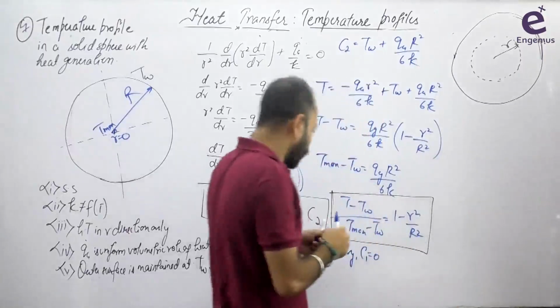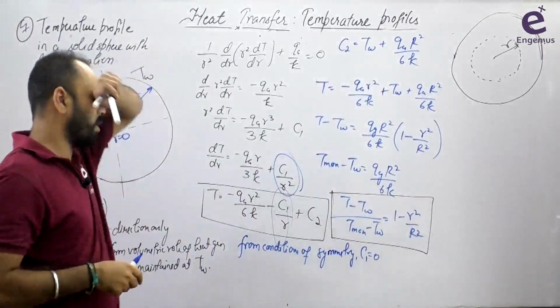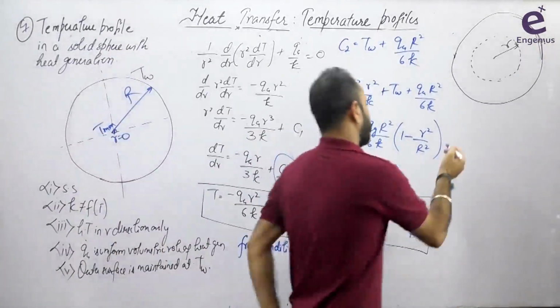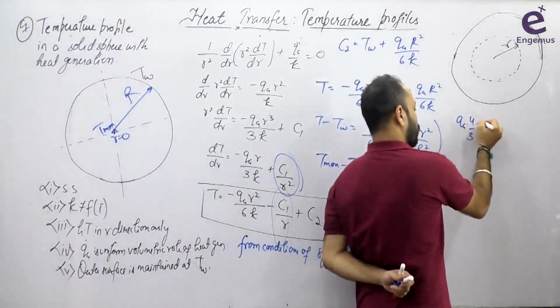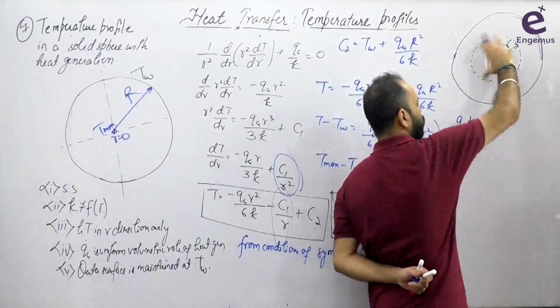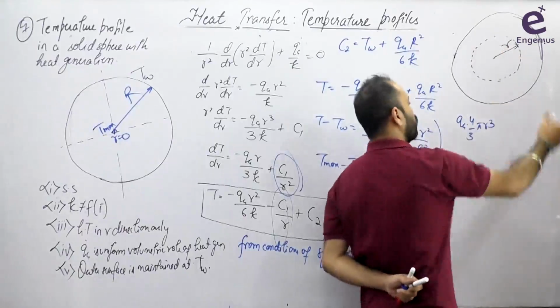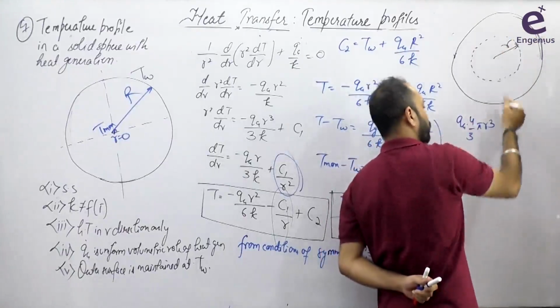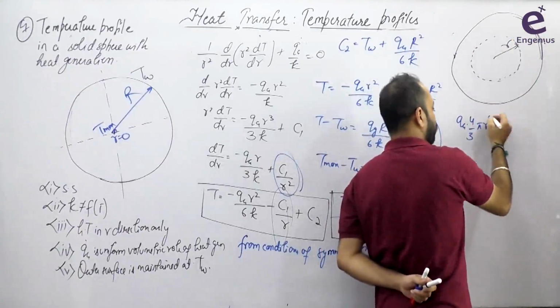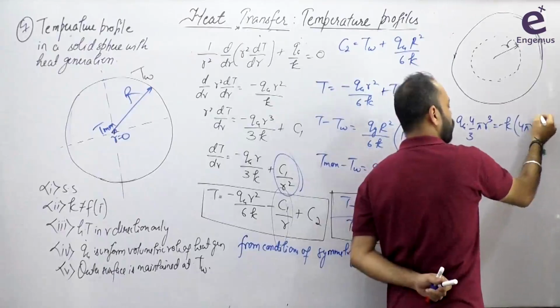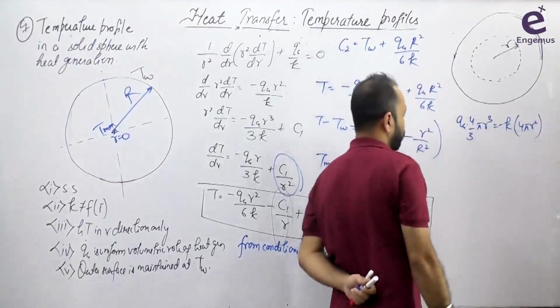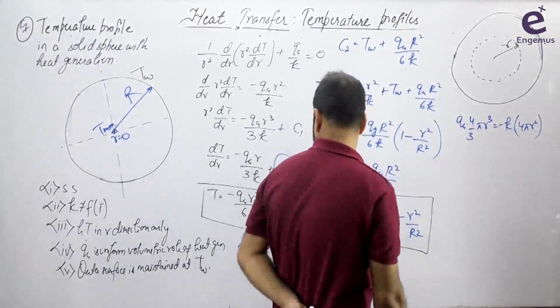Now on this small r, what is the volume? 4 by 3 pi r cube. The energy generated, Qg, multiplied by 4 by 3 pi r cube, only just this much volume, fine, is equal to this leaving by conduction. What is the area? 4 pi r square dt by dr.